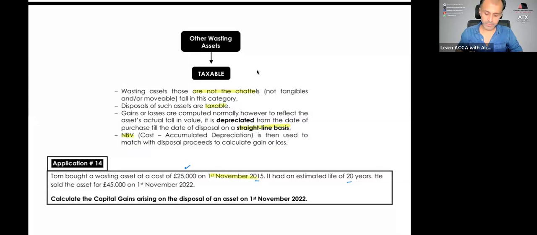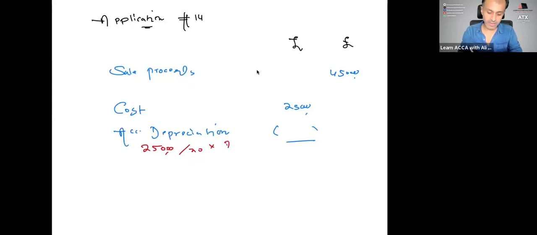How many of those years have passed? The asset was purchased in 2015, and now it is 2022. So the number of years that have elapsed is 16, 17, 18, 19, 20, 21, 22, which is 7 years. The remaining life is 13, and the expired life is 7. So I divide by 20 and multiply by 7: 25,000 divided by 20 multiplied by 7 turns out to be 8,750. Then 25,000 minus 8,750 gives 16,250.